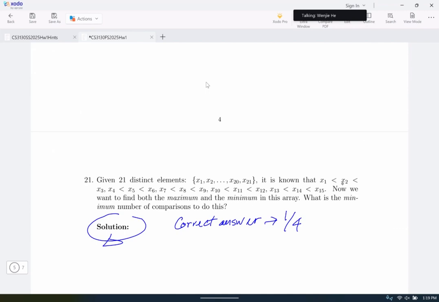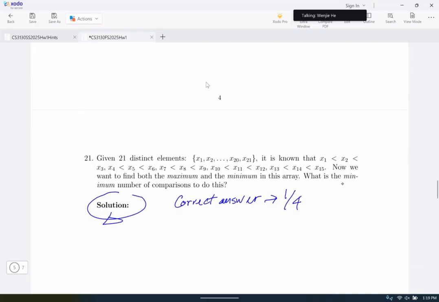Midterm, I hope nobody missed this part, because so many students lost so many points. All right. That's the first problem.